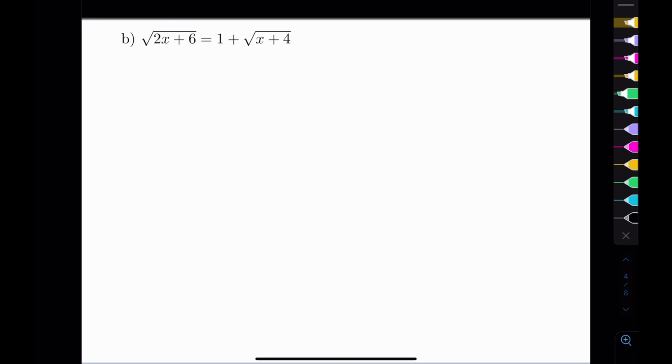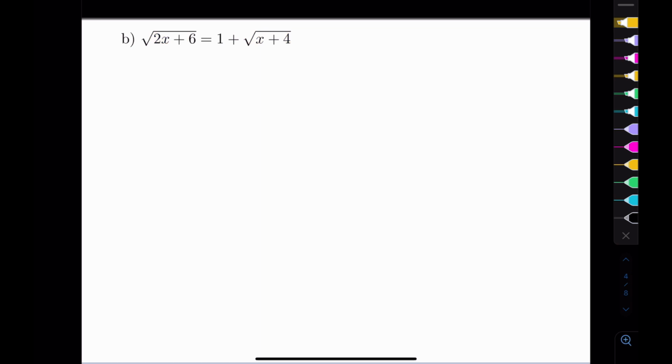But again, you're always going to follow the same process. You want to get rid of the squares or square roots. The only thing that does that is squaring it. The problem is because we have 2 different square roots, we're going to have to do this process twice.